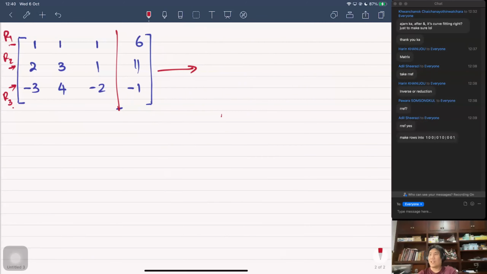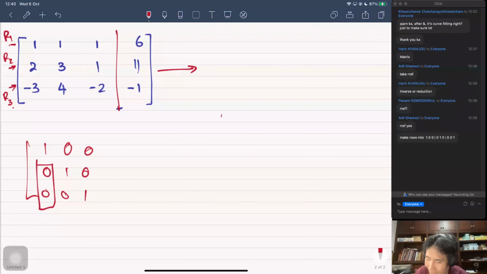Right. So the goal at the very end is that we're going to see 1, 1, 1 become some number, some number, some number, and then you can read it out. So let's do that. That's the goal: to make it into 1, 0, 0, and 0, 1, 0, and 0, 0, 1. So let's try to make these two entries zeros.